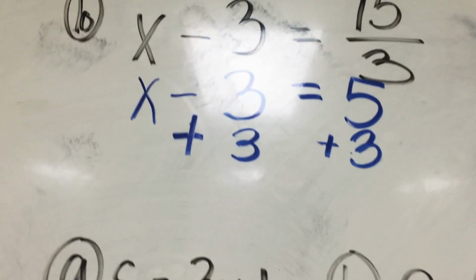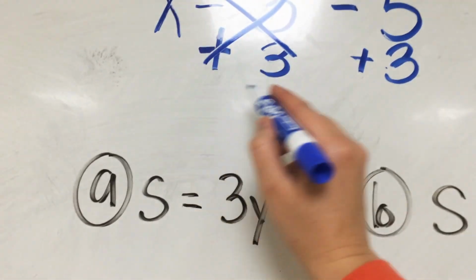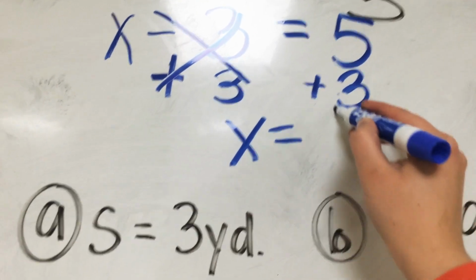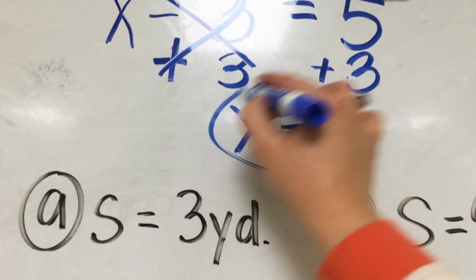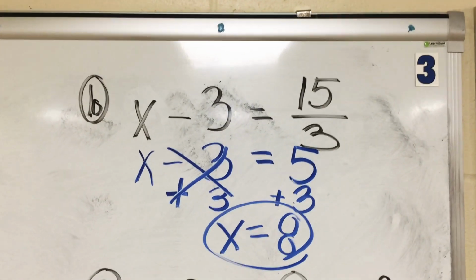Negative 3 plus 3, okay? So the opposite, so this cancels each other out. So we just have x all by itself. X equals 5 plus 3 is what? 8, okay? So that is how you solve number 3B.